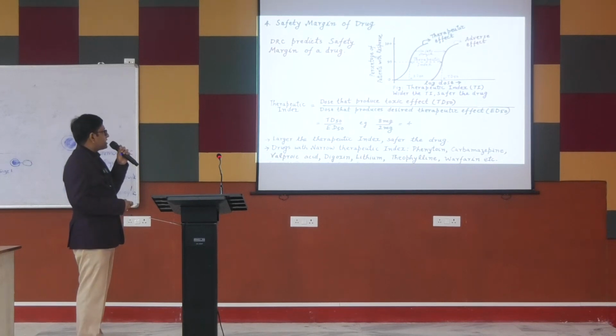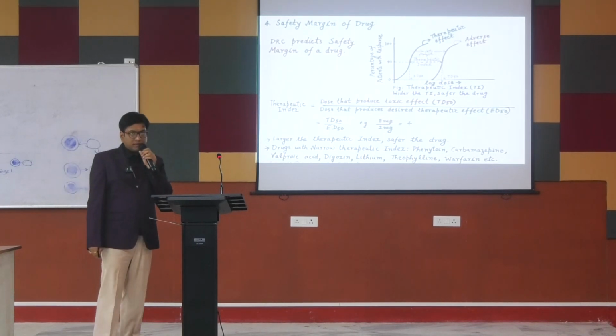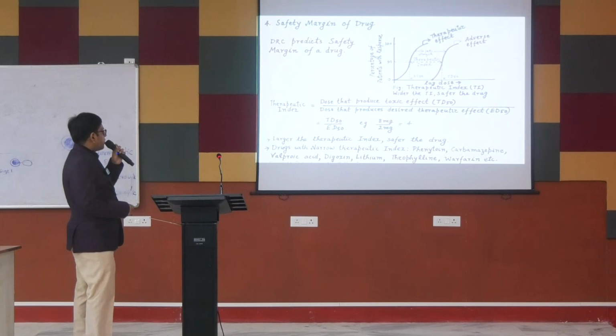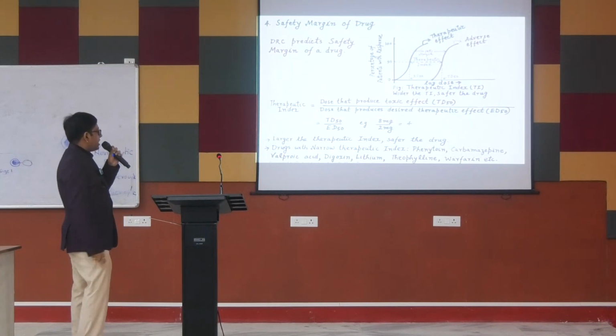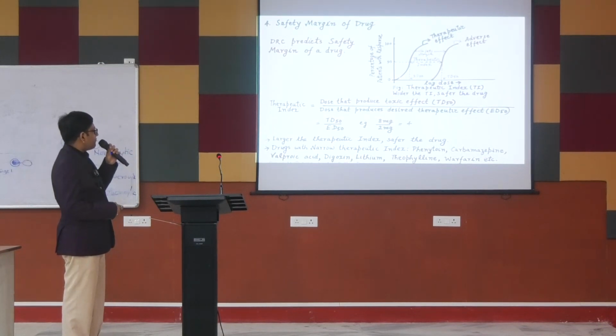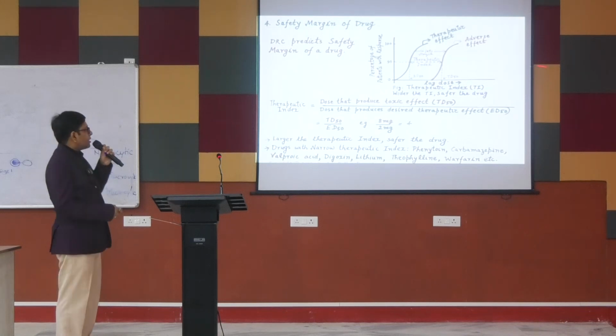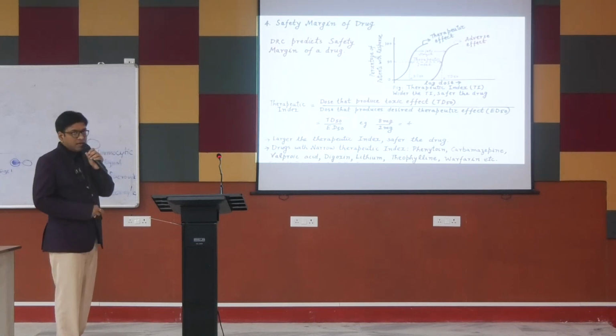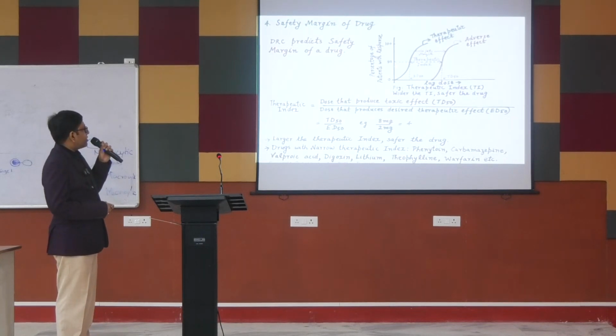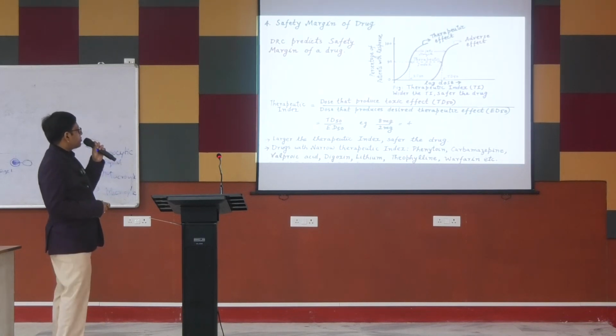How do you calculate this safety margin? That is called therapeutic index. It is the dose that produces toxic effect. See, this is the curve for therapeutic effect and this is the curve for adverse effect. Alright. Again, you have the concept of potency, that is 50% of maximum response. In this curve, you look for 50% of maximum response. That is the dose of the drug that is producing 50% of max.